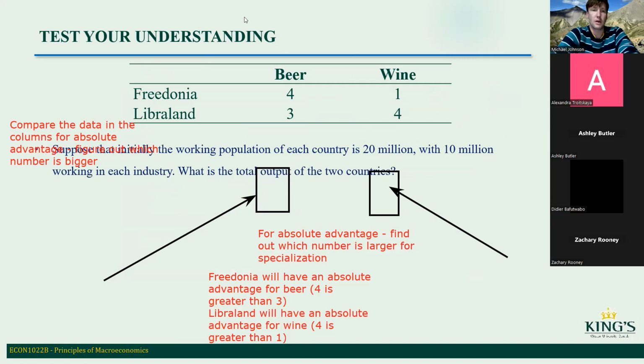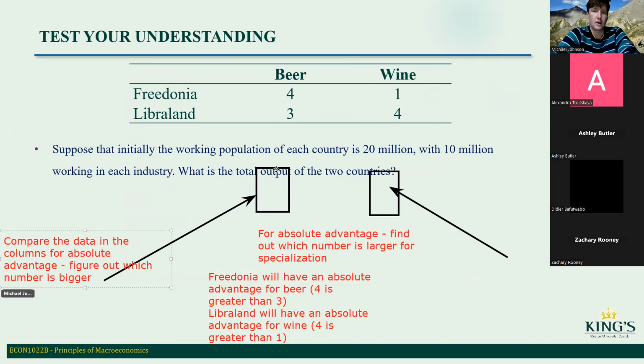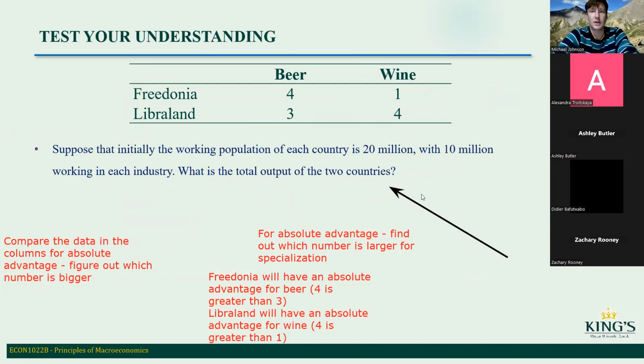So here, we have all this data here. Suppose that initially the working population of each country is 20 million people with 10 million working in each industry. What is the total output of the two countries?